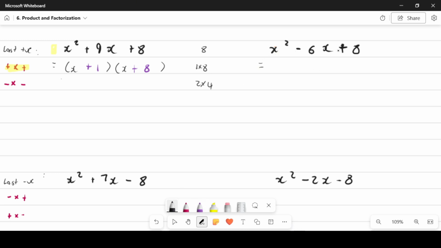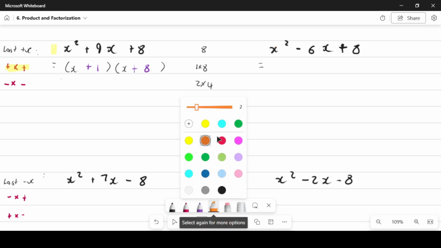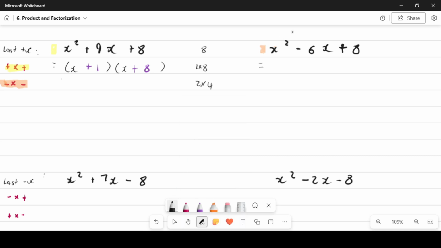X squared minus 6x plus 8. Okay, so the last term is positive. That's the first thing that you check. Then look at the middle term. The middle term is negative. So therefore, I cannot take the plus plus solution because it'll give me a positive. And when you add 2 positives together, it gives you a positive and not a negative. So therefore, I have to take the minus minus. So therefore, very simple. Check it.